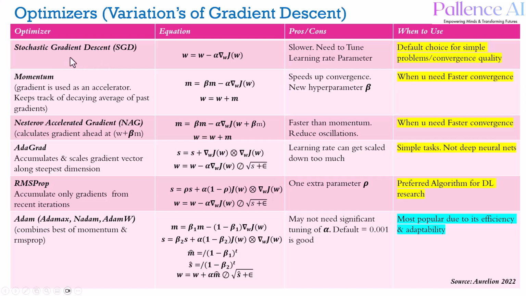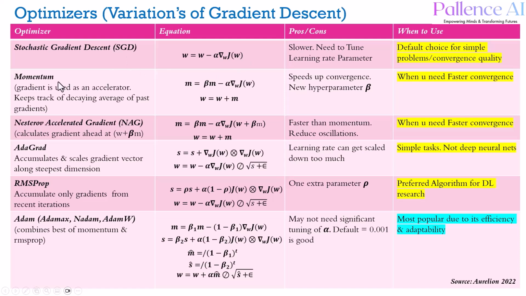So for example, stochastic gradient descent. As we discussed earlier, by default in TensorFlow and Keras, this would be the mini batch stochastic gradient descent. It is slower, but it ensures good convergence. But we have to fine tune this learning rate parameter alpha. Typically, it's a good choice for simple problems. So if you're learning deep learning, starting with it, you can use SGD, and by default in TensorFlow Keras, it defaults to the mini batch stochastic gradient.